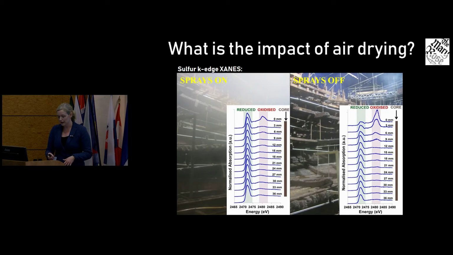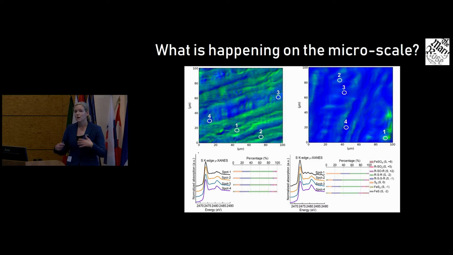And then what I'm showing here is the sulfur-XANES. So you can see from this core sample that we've taken to the beamline, when the sprays were on, there was very little oxidized sulfur there. But then as we turn the sprays off, you get much more oxidized sulfur on the surface and it developing into the wood. We then came here to ID21 and we took those same core samples and took very thin sections of them to try and map what was there.